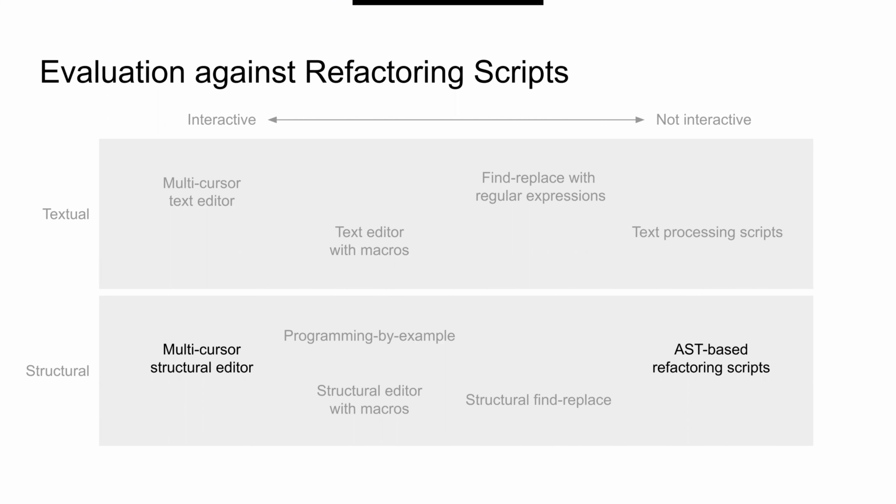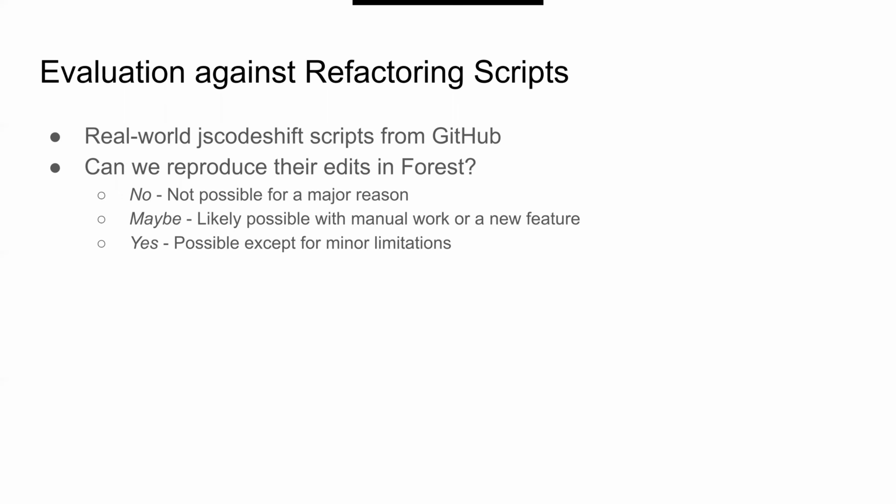So to evaluate how well forest works, we wanted to compare it with AST-based refactoring scripts. Although these scripts aren't interactive, they're the most expressive way of performing structural edits because you can write arbitrary code to perform your edit. So we collected real-world JS CodeShift scripts from GitHub. JS CodeShift is the de facto standard library for writing AST-based refactoring scripts in JavaScript. And we tried to reproduce their edits in forest, classifying whether we could or not for each script.